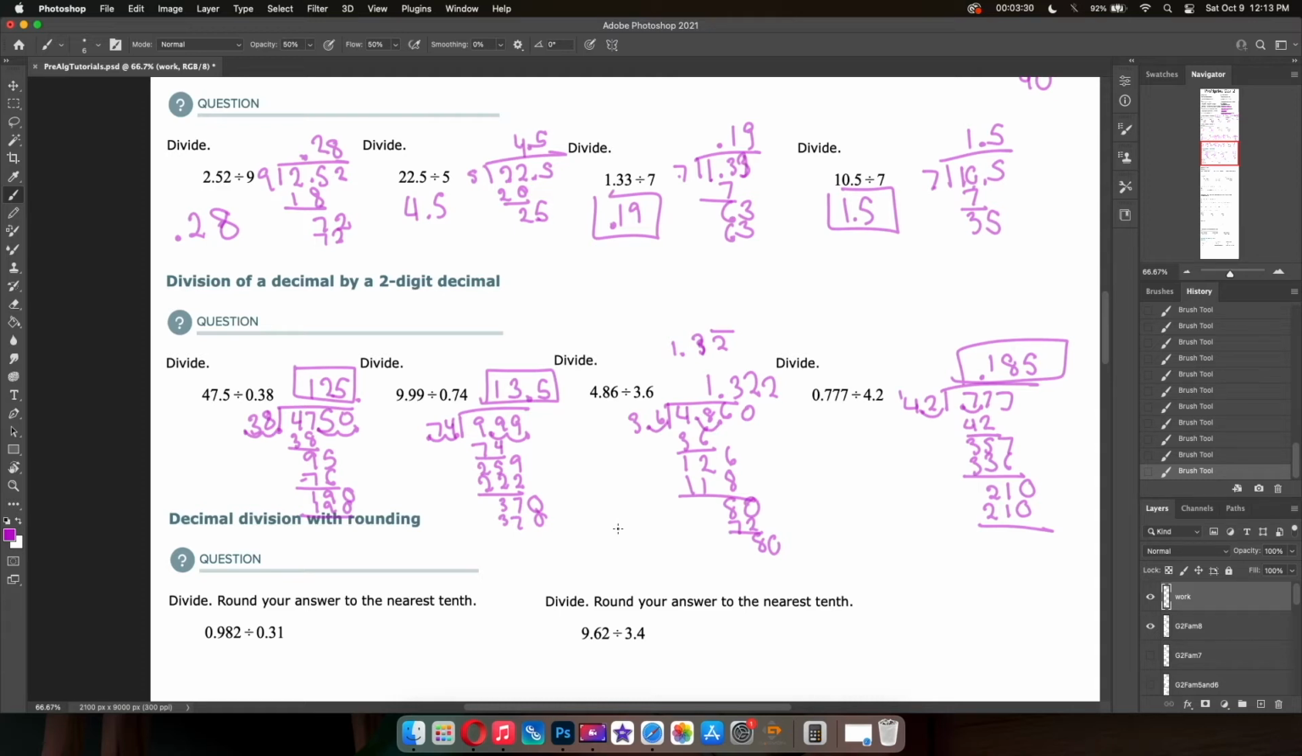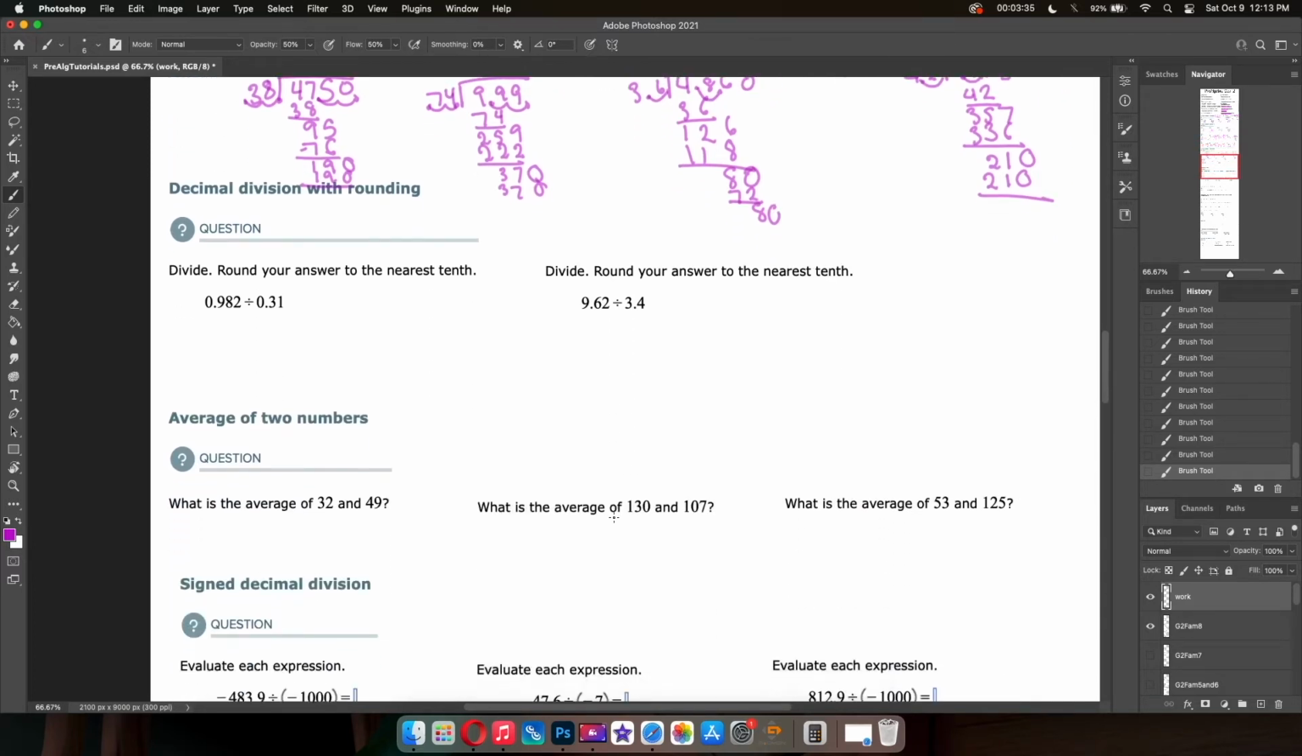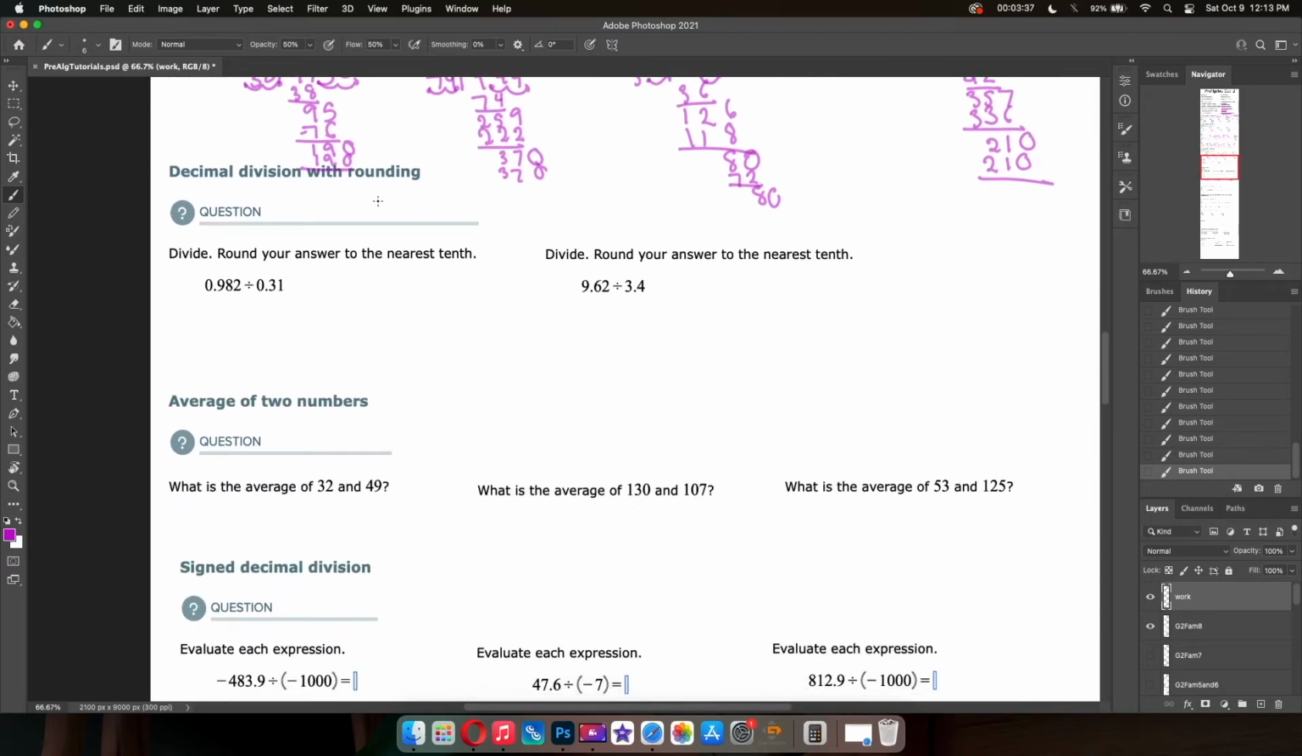Okay, and the topic is finally done after much trial and tribulation. Decimal division with rounding. So now we come in knowing that this is not going to divide evenly as we're going through this.